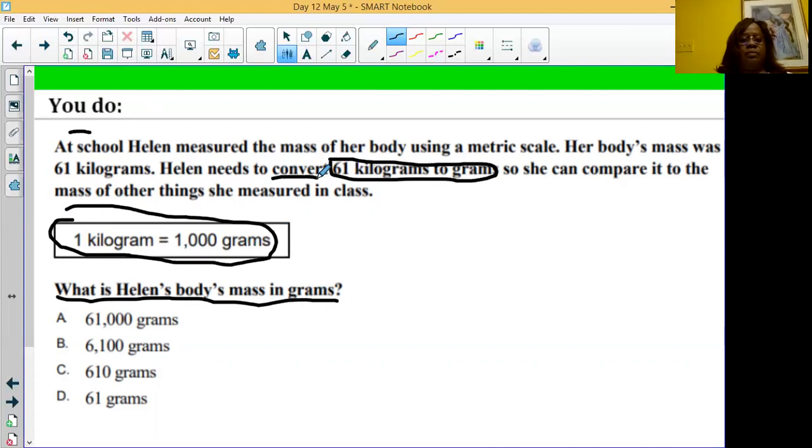Okay. So you figure out, remember what this is. 1 kilogram equals 1,000 grams. Please make sure that you work your problems out and that when you go to Kahoot, you put your answers in Kahoot.